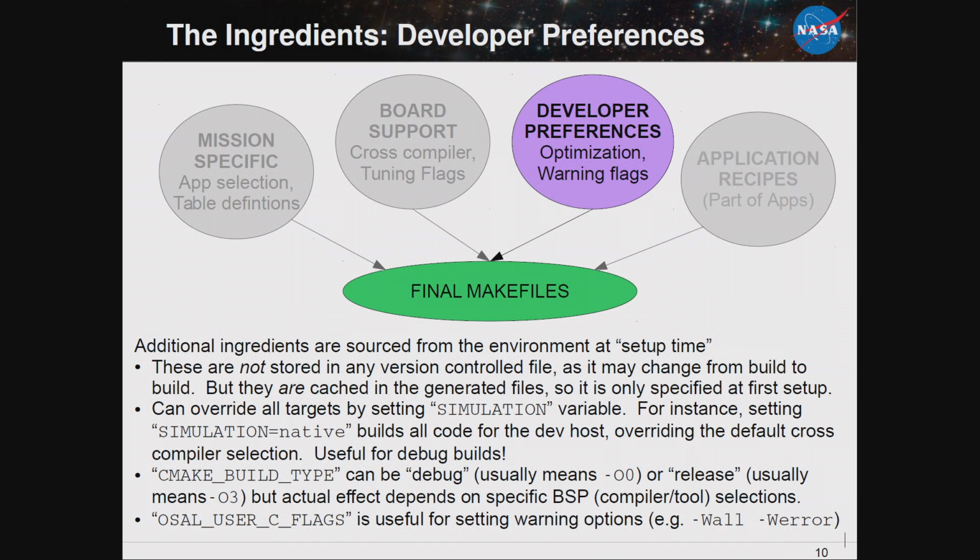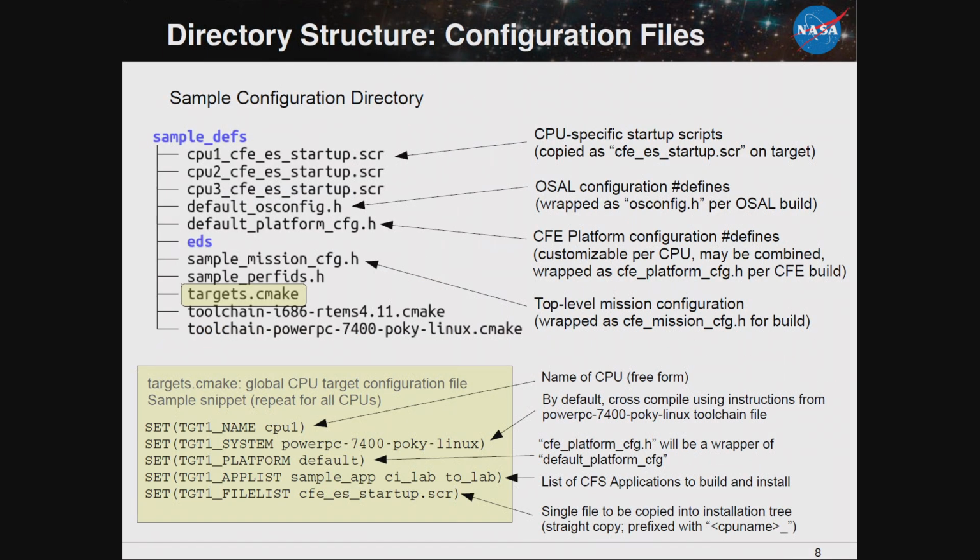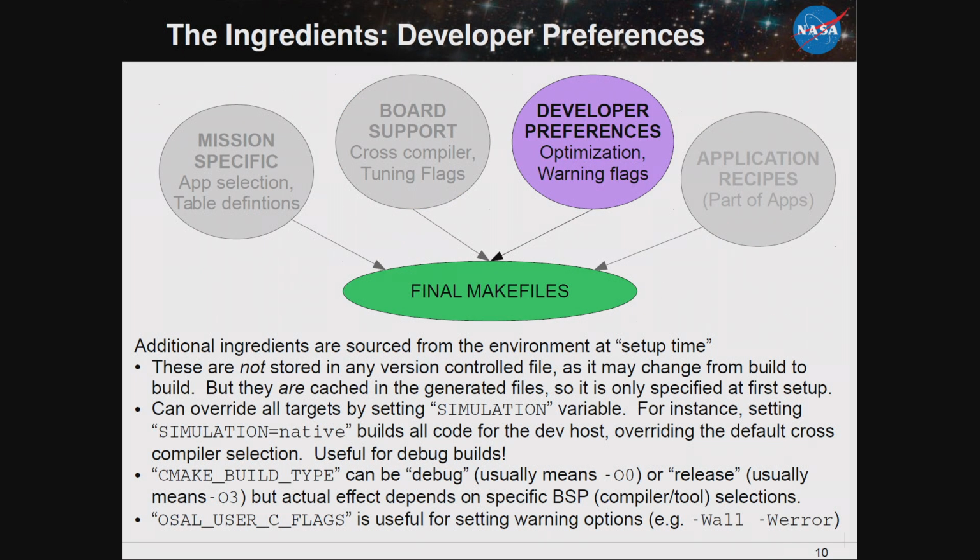Another example would be this simulation variable that can come from the environment. And this is a nice one, I use this all the time to compile for the native platform. So basically what it does is override the setting that you specify. If I go back a couple slides, in the system configuration, you specified a toolchain file to use. Basically, you're saying at setup time, forget about that toolchain. I don't want to use it. Just use the native compiler.